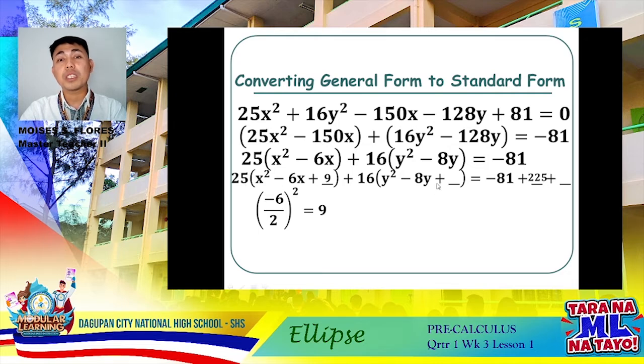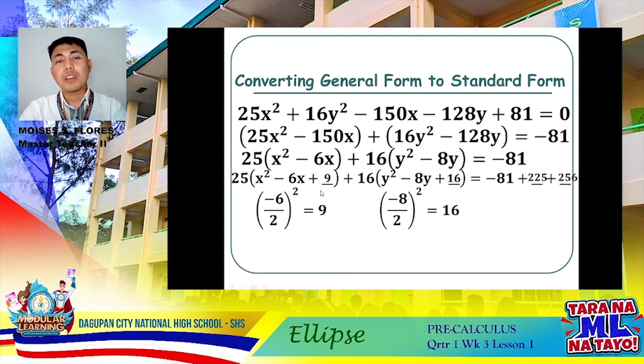So the same true with respect to y. Negative 8 over 2, then square it, it's 16. So we're going to write 16 here. Okay, and this time 16 times 16, it's 256. So there you have.